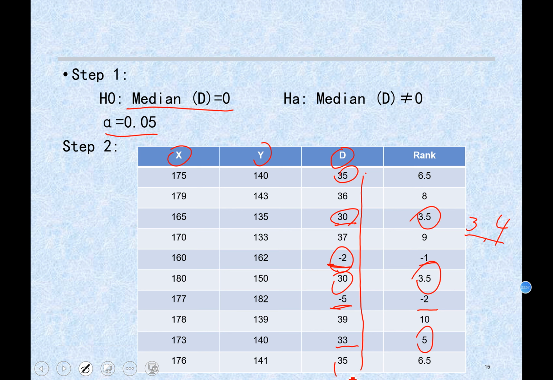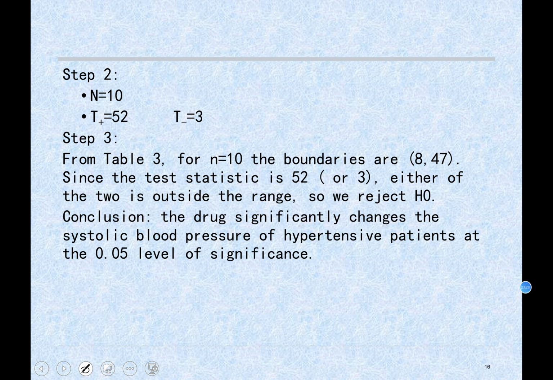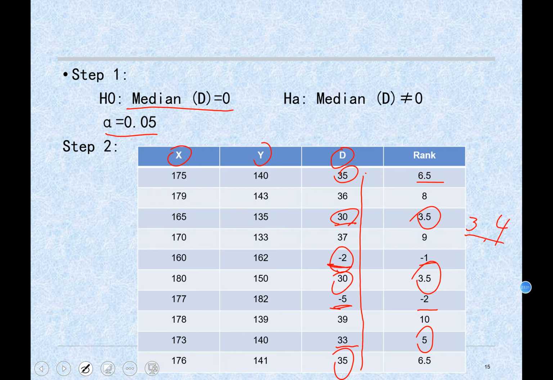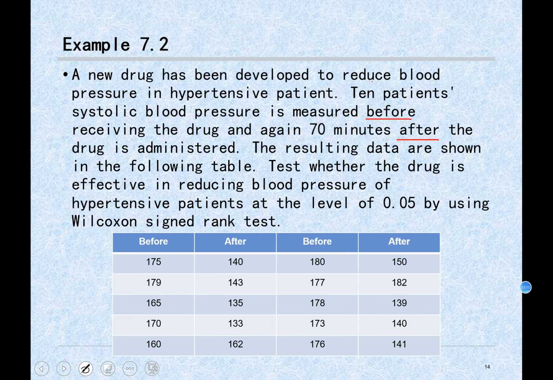And here, there is no difference equal to 0. So the sample size, the n, equals 10, right? Because we have 10 patients. So the sample size equals 10. And next, we need to calculate the T plus and the T minus by summing all positive ranks or the sum of all negative ranks.